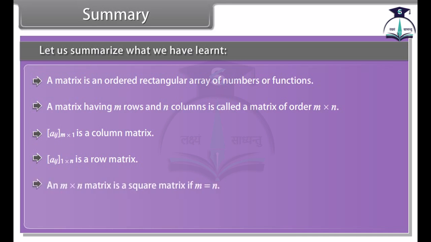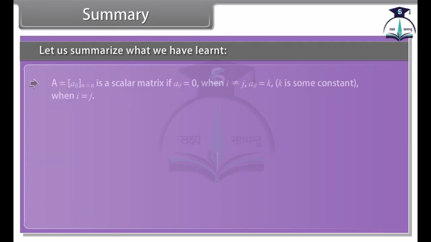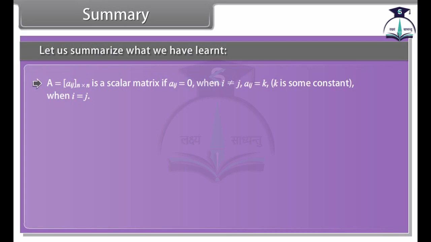An m by n matrix is a square matrix if m is equal to n. A is equal to [a_ij] m by m is a diagonal matrix if a_ij is equal to 0 when i is not equal to j. A is equal to [a_ij] n by n is a scalar matrix if a_ij is equal to 0 when i is not equal to j, and a_ij is equal to k, where k is some constant, when i is equal to j.